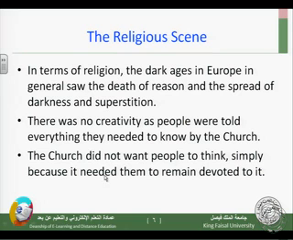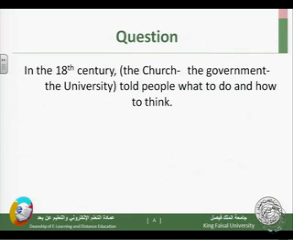It needed them to remain devoted to it, to remain controlled by it, stuck to it, affected by it. In the 18th century, another question: what told people what to do and how to think? Which institution? Was it the church, the government, or the university? Of course, the church, right? It was the church.